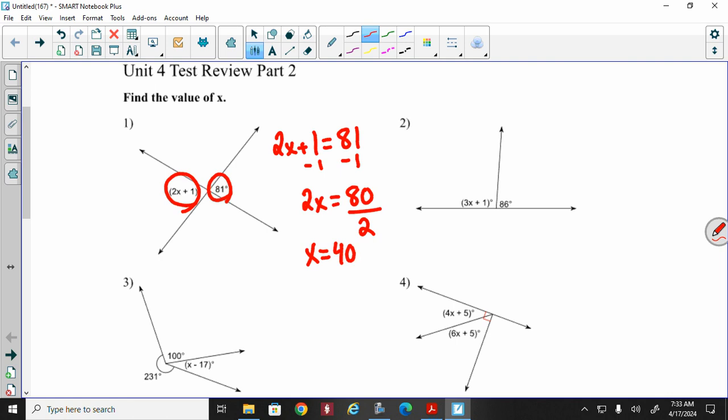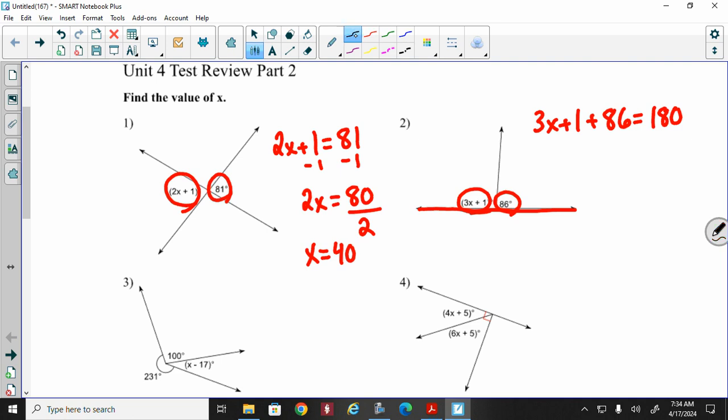All right. So for question number 2, notice how you have a straight line. Straight lines equal 180 degrees. So the way you're going to set this up is the two things that are circled, 3x plus 1, and you're going to add it to the other one, which is 86, and you're going to get 180. From here, you're solving for x. Again, like I said before, this is basically algebra with a geometry twist to it.